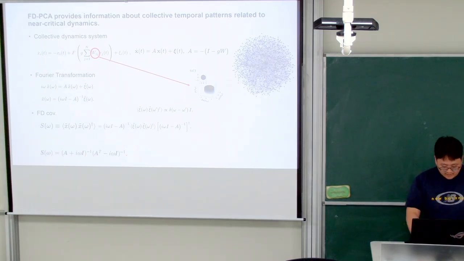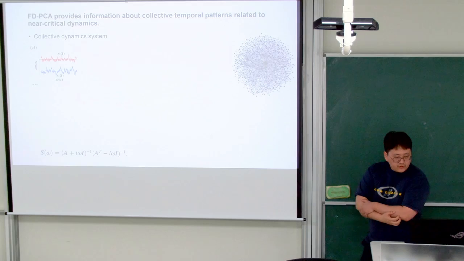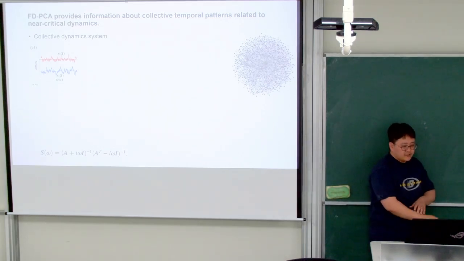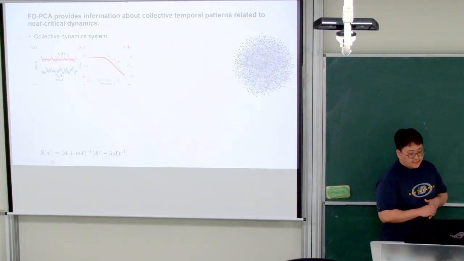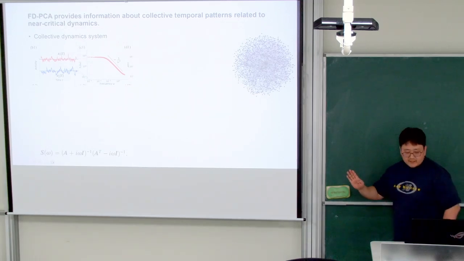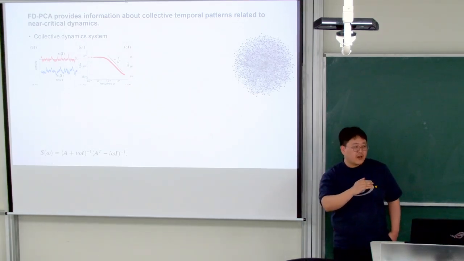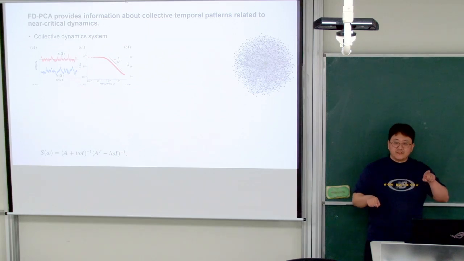Okay. Then, in this network, you will get this time series. And if you calculate the power spectrum, then you will get this profile. How to calculate this power spectrum? The y-axis actually indicates the average of the diagonal elements in S.